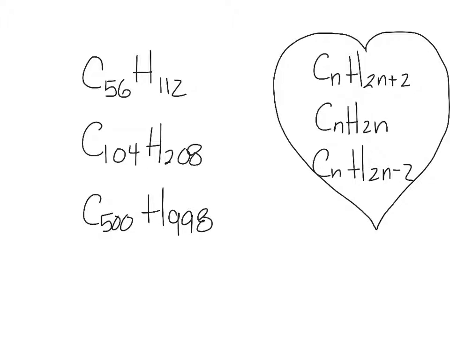What about the next one? Also an alkene. What about the last one? An alkyne, because it's short two hydrogens. Anytime you make a multiple bond, you're removing 2 hydrogens. The last one's an alkyne. I didn't draw any alkanes today.